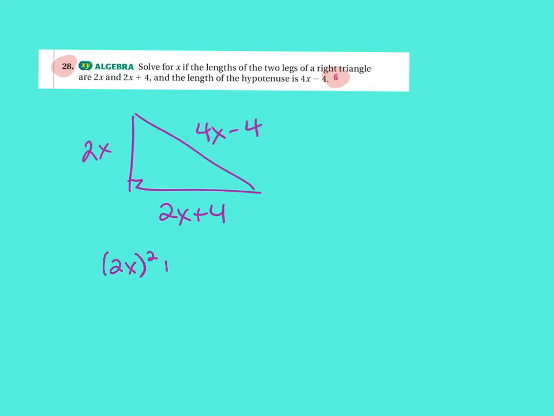All right, so this is 28 from the homework. It said solve for x if the lengths of the two legs of a right triangle are 2x and 2x plus 4, and the length of the hypotenuse is 4x minus 4. So if it's a right triangle, then 2x squared plus 2x plus 4 squared would equal 4x minus 4 squared.